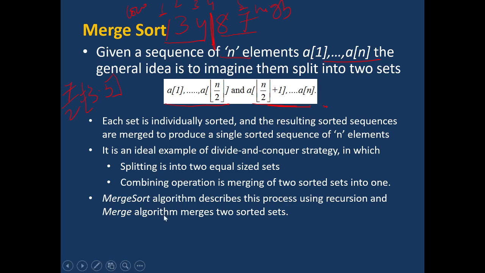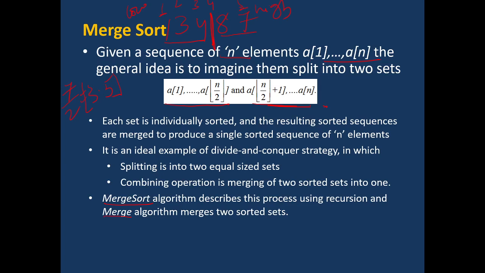So MergeSort can be written in this way. We'll split the set into two equal size sets, and we'll combine the sorted parts by a merging operation. The MergeSort algorithm is a combination of two shorter algorithms: one is the MergeSort algorithm, the other is the merge algorithm. The MergeSort algorithm tells you to divide into two parts and apply MergeSort again, so the recursive call will be present in the MergeSort algorithm.